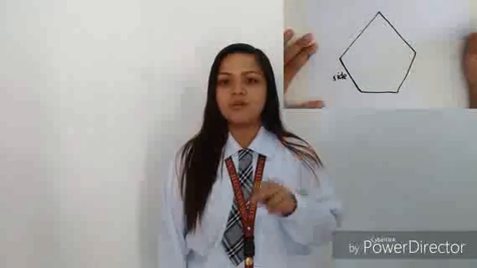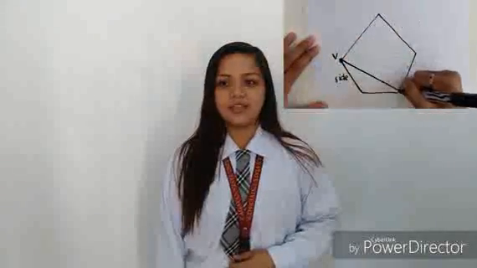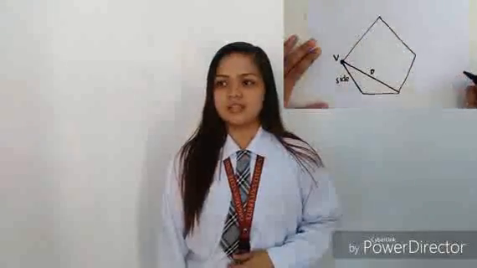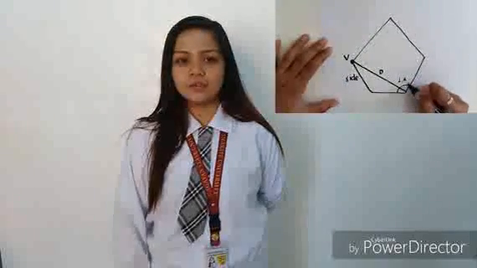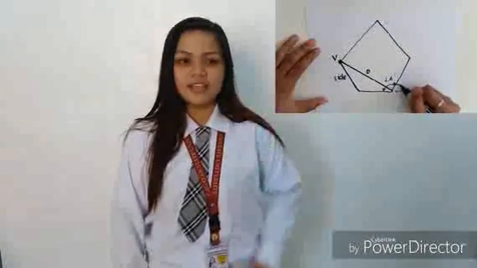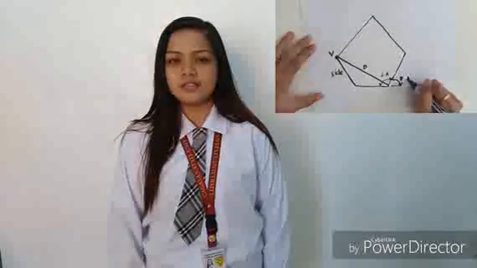There are different parts of a polygon. Number 1, side or edge, one of the line segments that make up the polygon. Number 2, vertex, a point where the sides meet. Number 3, diagonal, a line connecting two non-adjacent vertices. Number 4, interior angle, the angle formed by two adjacent sides inside the polygon. Number 5, exterior angle, the angle formed by two adjacent sides outside the polygon.